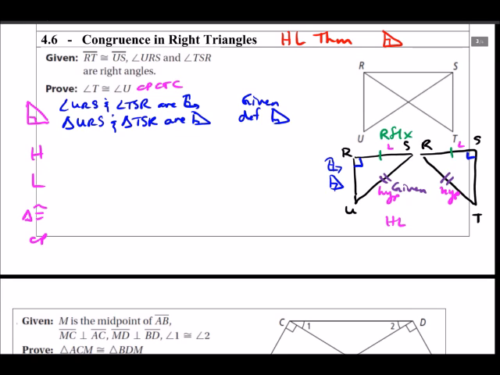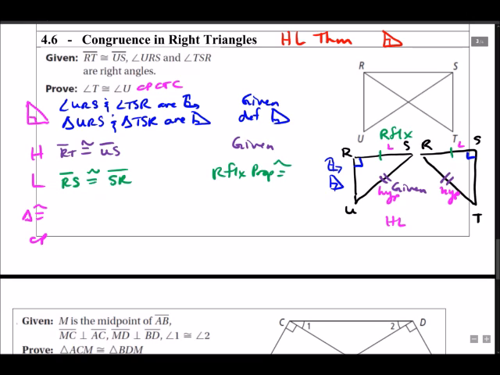Now how do I get my hypotenuse? That was RT. Segment RT is congruent to segment US. That's just given to me. And how do I get the leg? Well, that's segment RS is congruent to segment SR. That was the reflexive property of congruence and a little symmetric property.